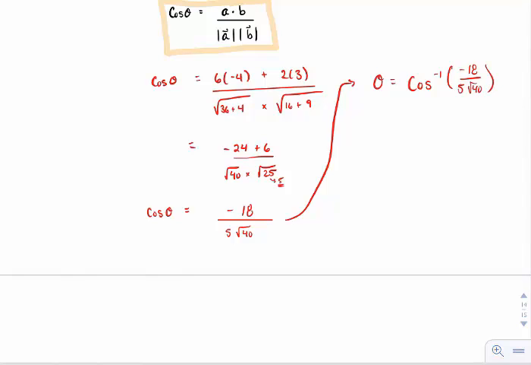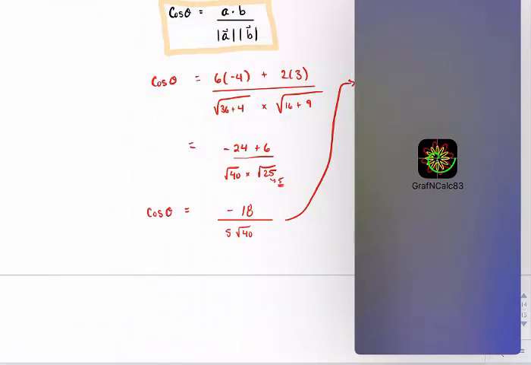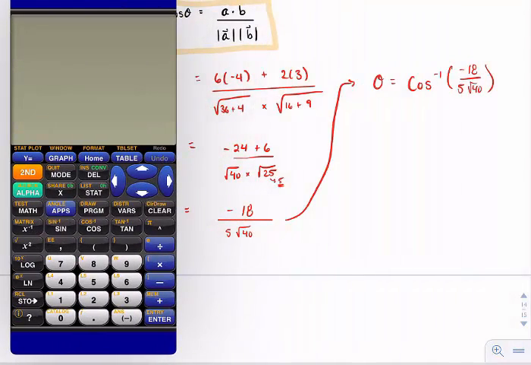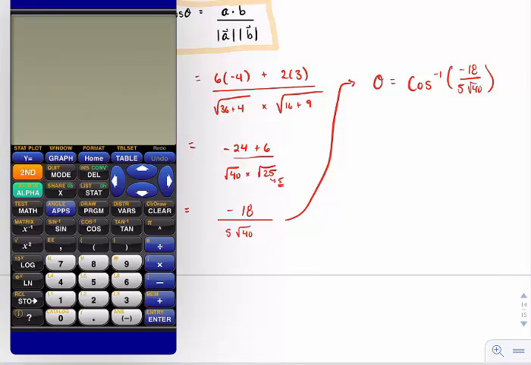Actually, I should probably use a calculator on the screen so you can see me do all this. So I'm going to bring that out, and you'll see me work this out. Obviously, make sure you're in the right mode. I am in degree mode, so I'm good to go. So I'm just going to go negative 18, and divide by 5 radical 40. I'm doing this separately so I don't screw it up. So I got that number, and I'm going to do cosine inverse of that number. That's going to give me approximately 124.695 degrees. And that's going to be the angle between those vectors.